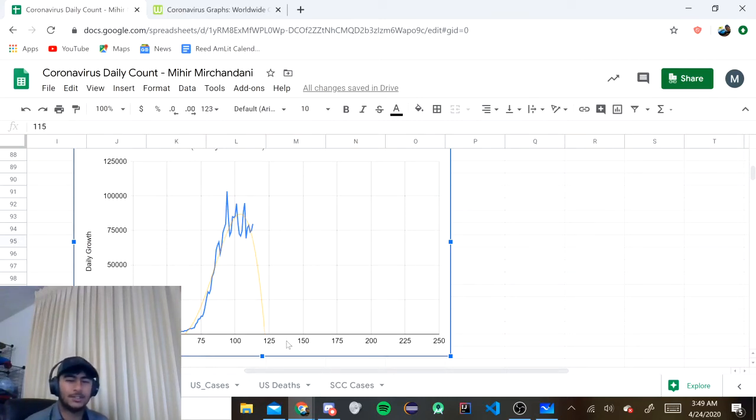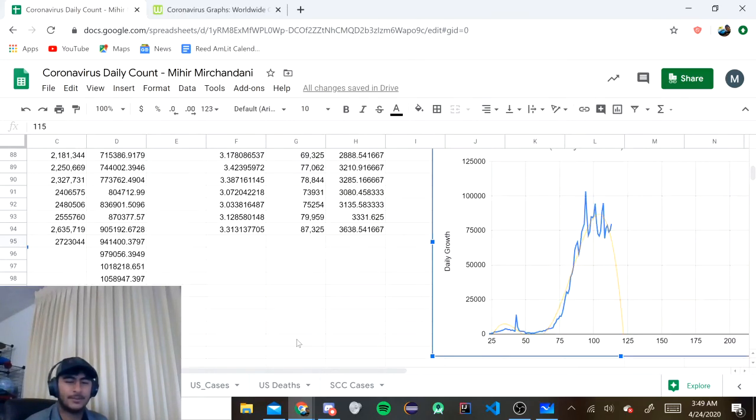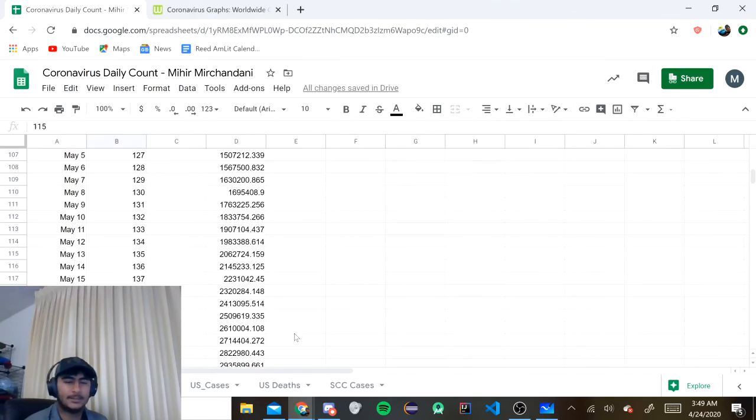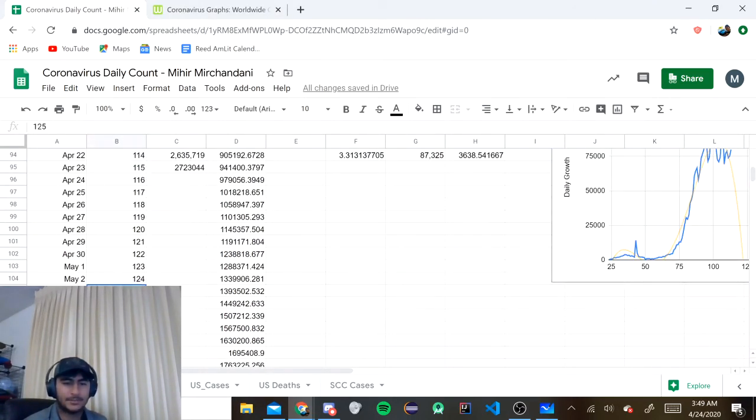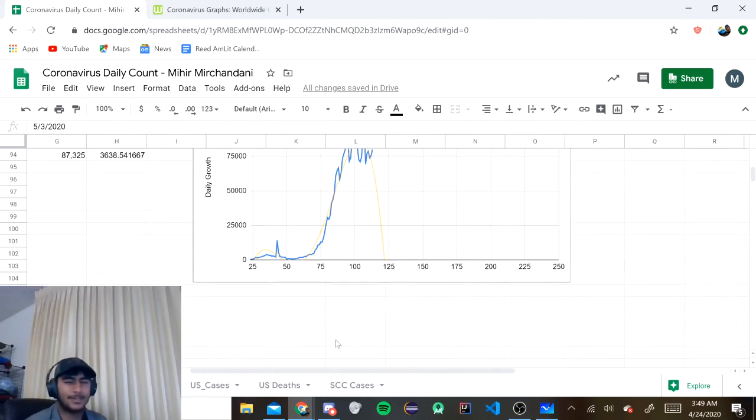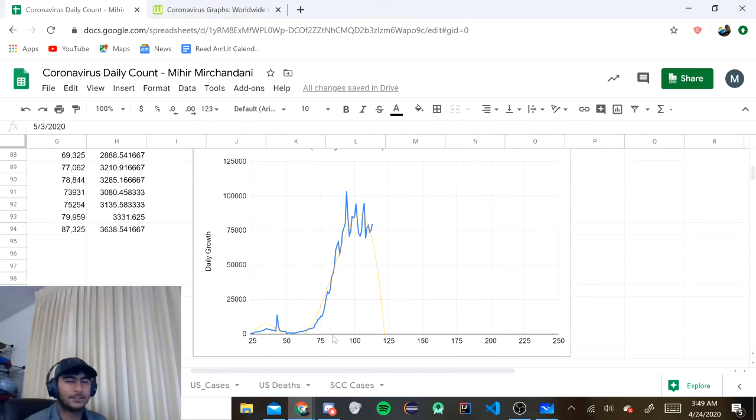And our quartic function yields that on day 125, you can see right here, our cases, or our increment of cases, in other words, our new cases, would have gone near 0. So day 125, that is around here, May 3rd. So that is our safe bet. However, May 3rd is in like 2 weeks, and I highly doubt that the world is going to end coronavirus in 2 weeks.